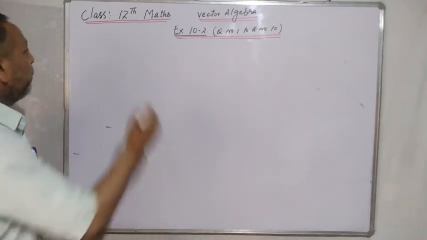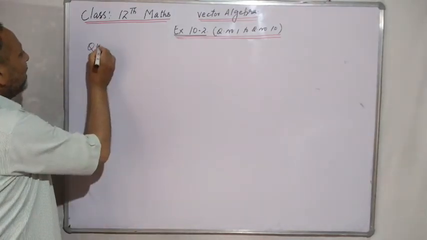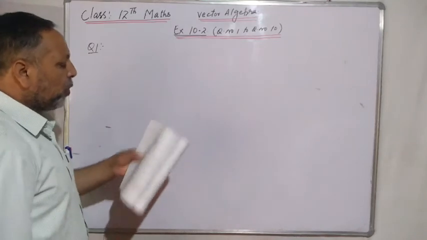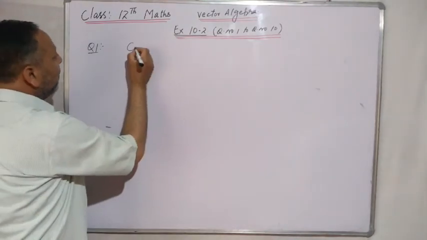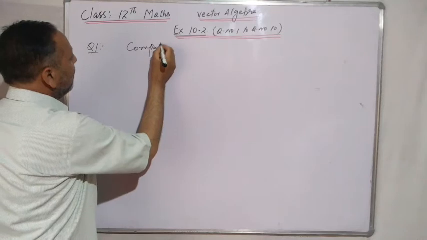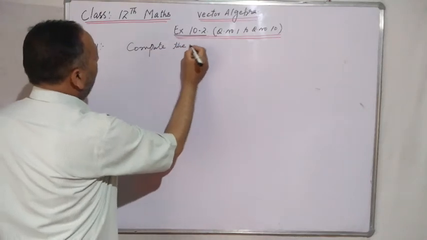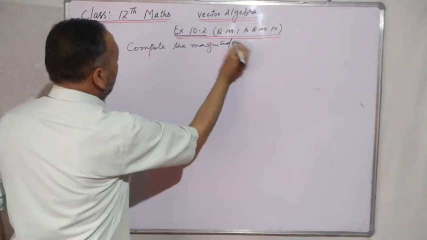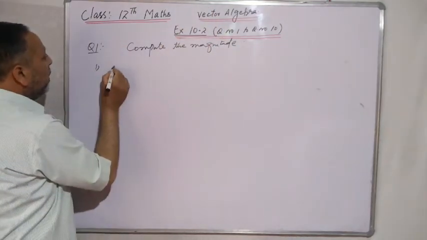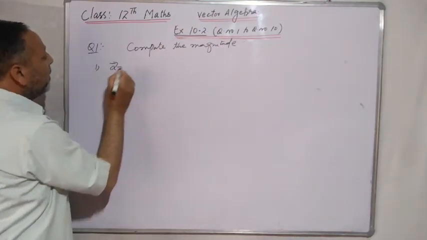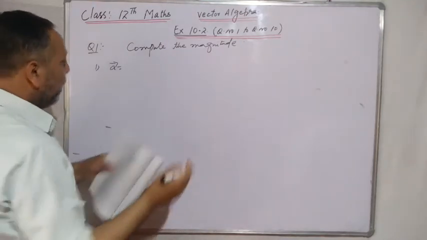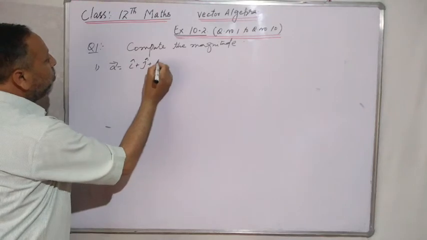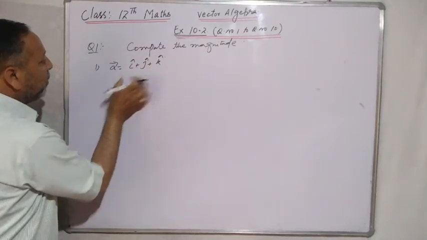Question number 1 of exercise 10.2. Compute the magnitude of the following vectors. First part, it is given that vector A is equal to i cap plus j cap plus k cap. You have to find its magnitude.